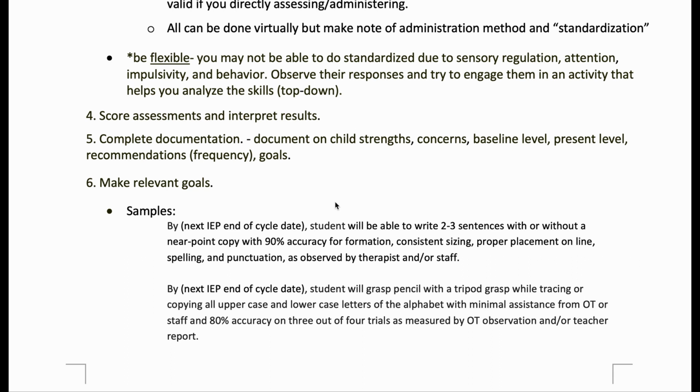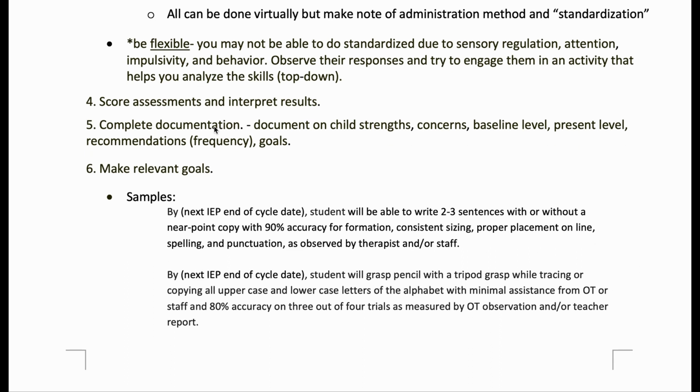So keep that in mind, what the bigger picture is, which is to be able to figure out what the child needs and create goals that are relevant to them. So it is important, again, to observe the responses and try to engage them in the activity that helps you analyze the skills. Number 4, score the assessments and interpret the results. Of course, following what the protocol is for the manuals.